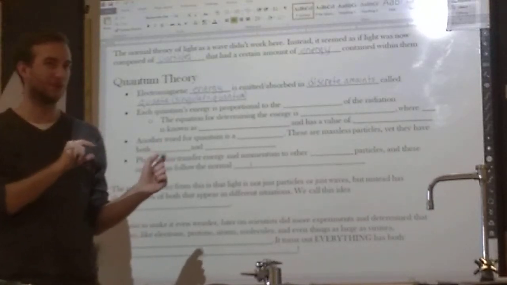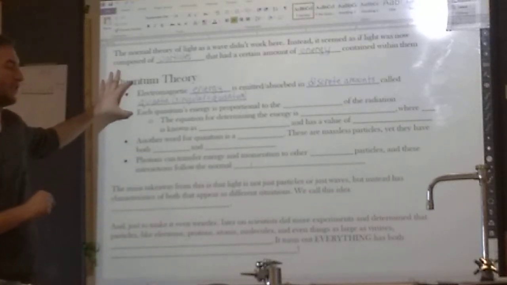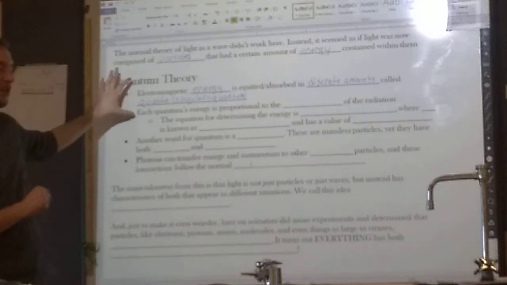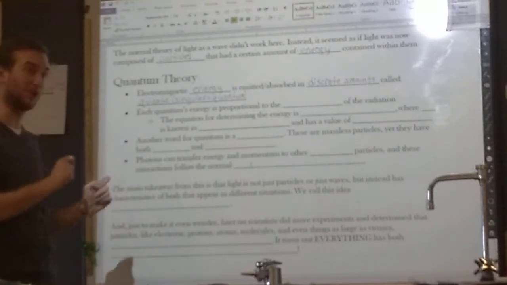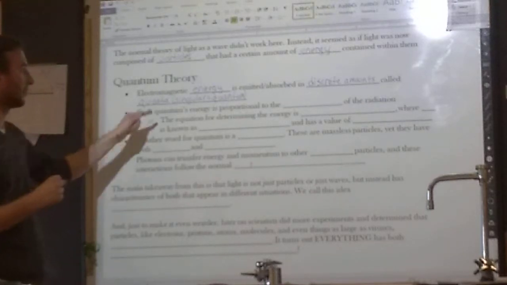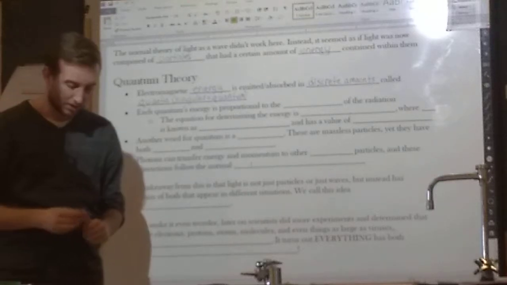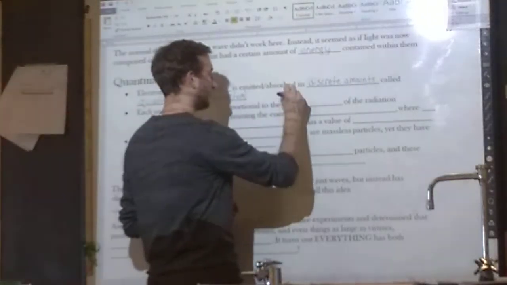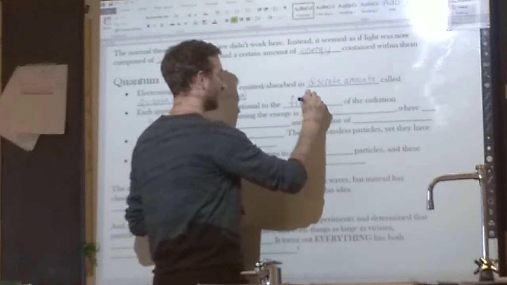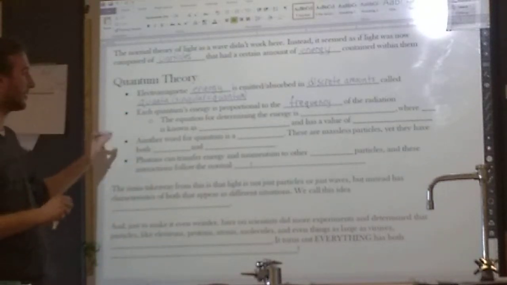Charge is similar to this. Charge is discrete. It only comes in certain amounts. What this theory is saying is that the energy associated with light, with electromagnetic radiation, also comes in discrete amounts. They are called quanta. It comes in little bits. Okay? The energy of each quantum is proportional to the frequency of the radiation. Okay? So the light's frequency is proportional to the energy that it carries.